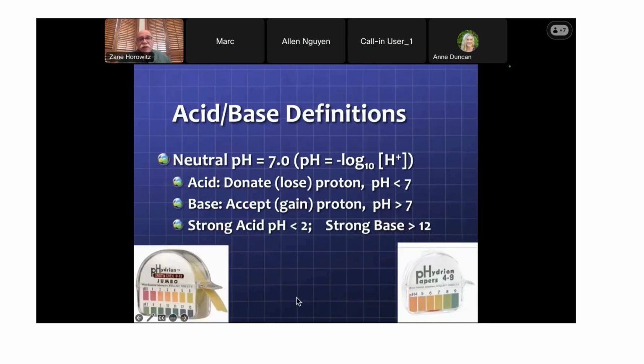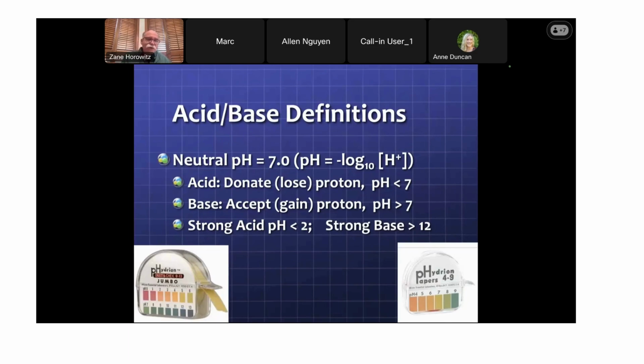So, a little bit about acids and bases. pH neutral is 7.0. Some people would say up to 7.5. The pH is the inverse log of the concentration of hydrogen ions. So acids lose protons and they have pHs that are low because the hydrogen ion concentration is higher. And bases accept or gain protons and the pH is high.